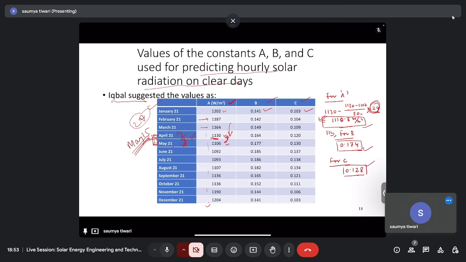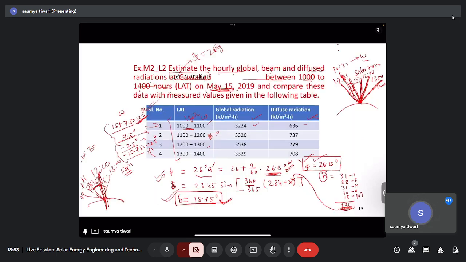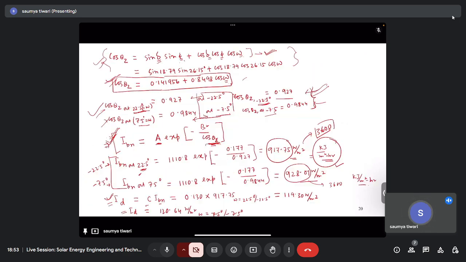So similarly, you'll get the value of S. Similarly, you can interpolate the values for B and C. Okay, you can put all of them back into the equation. We can calculate the values of A and B, and now for each omega, we can calculate IBN for each hour. And ID we know is C into IBN. We know the parameter C, and IBN we already know. We can calculate ID. So basically your IG will be IB plus ID.